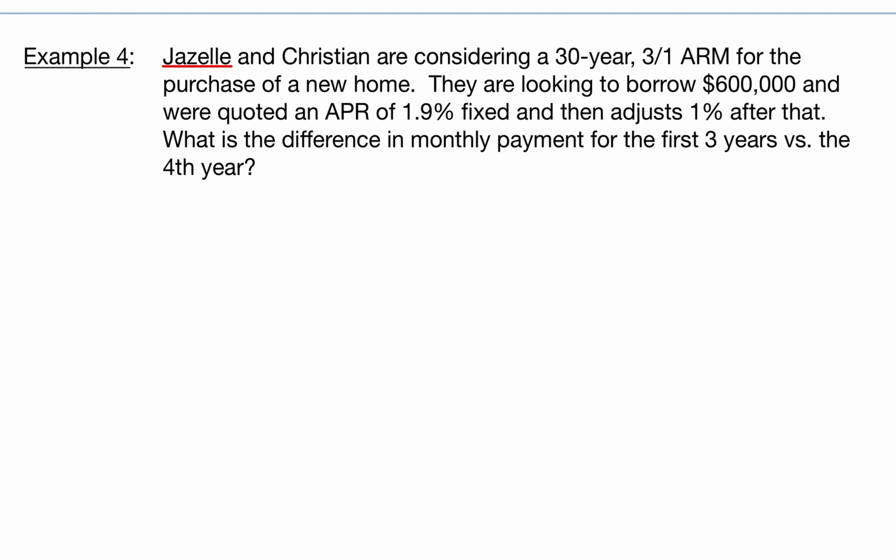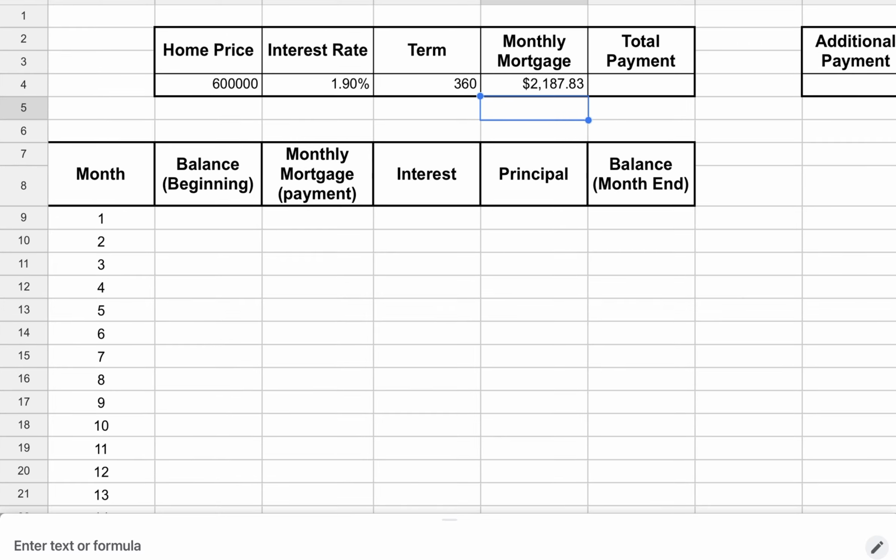So for the fixed period, our monthly amount is $2,187.83. To figure out the monthly payment once the interest rate adjusts, we want to know what the principal amount is at the end of the 3-year period. So we're going to need to go back to the spreadsheet.